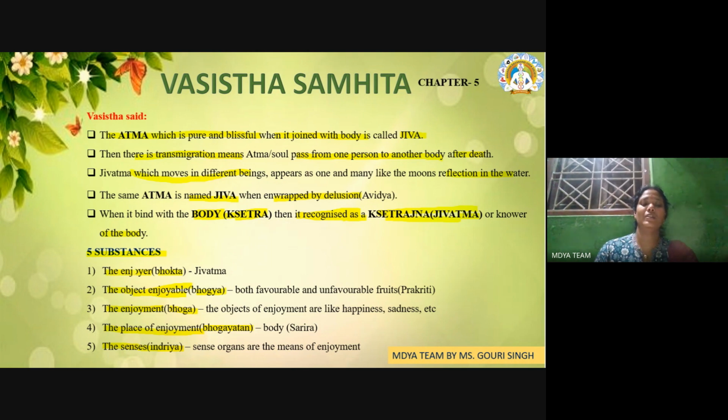In English, it is the enjoyer and the object of enjoyment. The enjoyer we see is the Jivatma. Here Vasistha is telling that we see the Jivatma enjoying, but actually the Jivatma is not enjoying. Because of avidya, we think the Jivatma is enjoying. The object of enjoyment, the bhogya, is both favorable and unfavorable fruits, meaning anything, whether happiness or sadness, whatever the prakritis are.